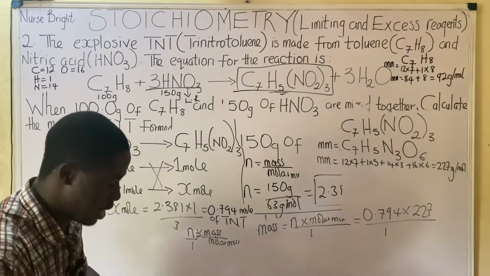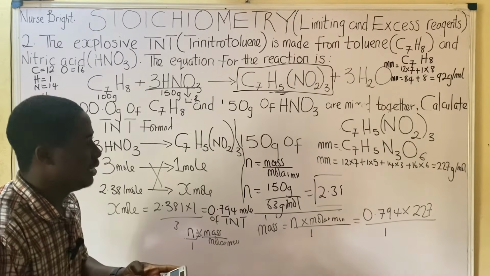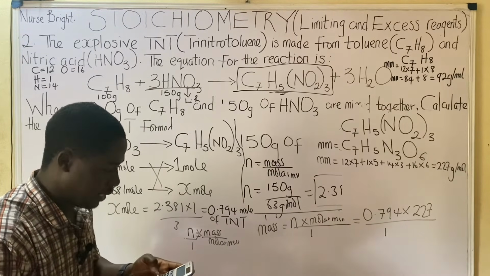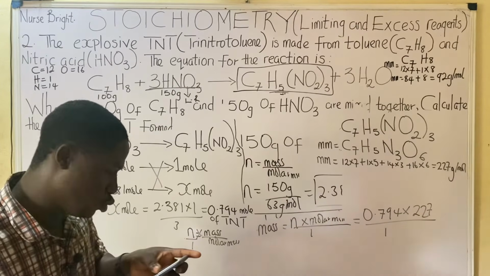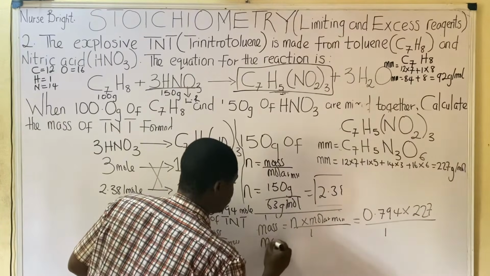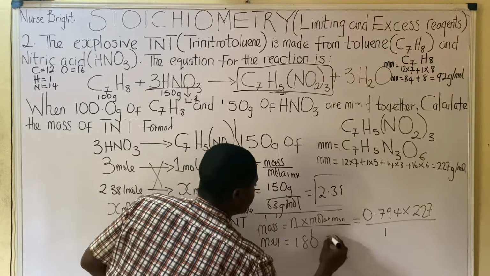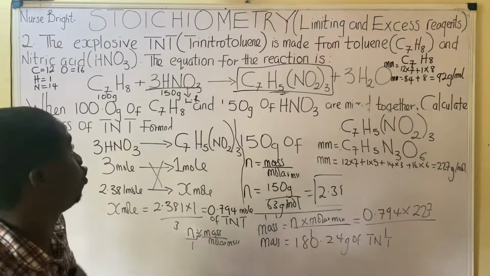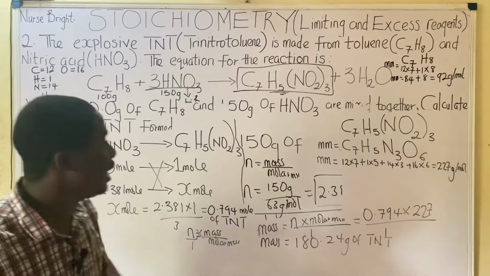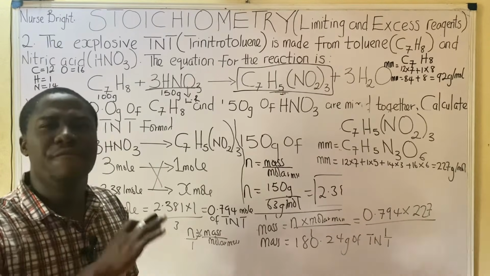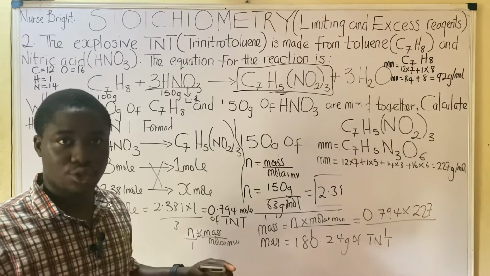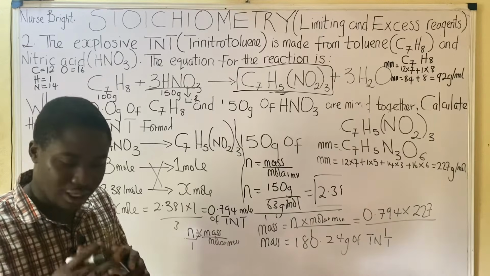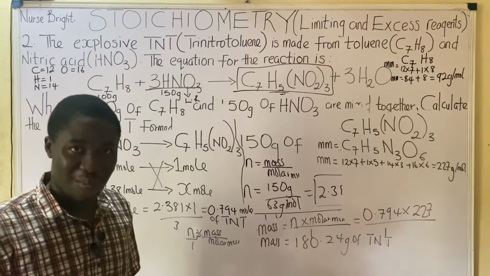So what becomes our mass? It's going to be 0.794 times 227. Okay, that's 180.24. Mass is now equal to 180.24 grams of TNT, which is trinitrotoluene, which is this. Do you understand? So this is the mass of the compound. Very, very easy without stress. So I believe you understand how all of this concept works. I will give you your own practice question so you carefully solve and provide the answer in the comment section.